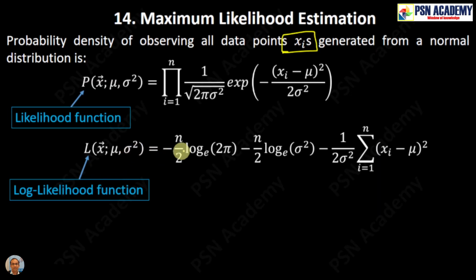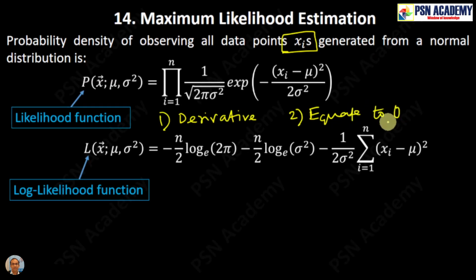Now, why are we going for log? Because step 1 is to find the derivative, and the second step is to equate that derivative to 0 to find the flat portion of the curve, right? Finding the derivative of this product will be somewhat difficult for us. For an easier calculation, we take the log so that it becomes a summation form, and the derivative calculation will be much easier to calculate, right?